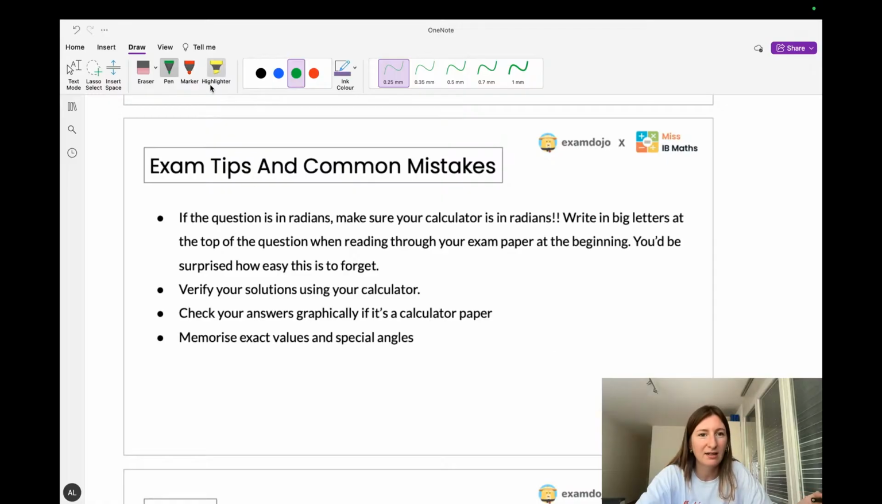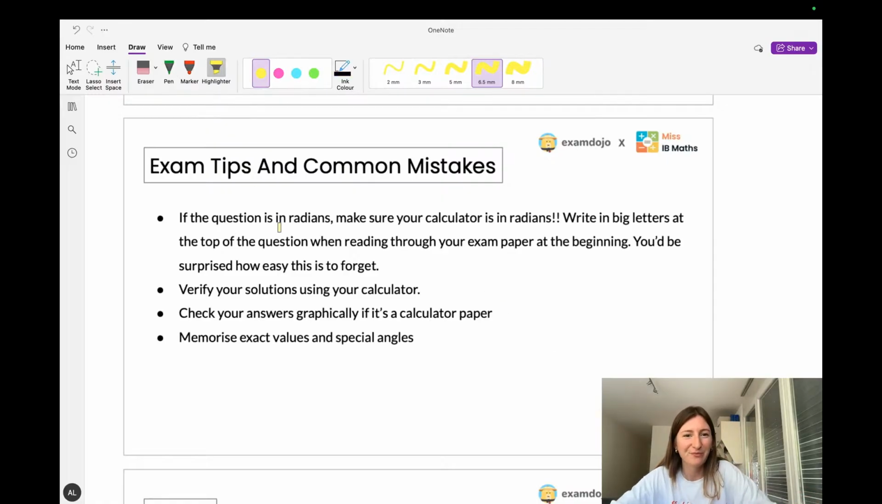So funny that this is my exact point here, and then I went and did it and didn't check. I was working on my calculator before, and it was in radians, or so I thought. But make sure your calculator is in radians. Write in big letters at the top of the question when reading it.